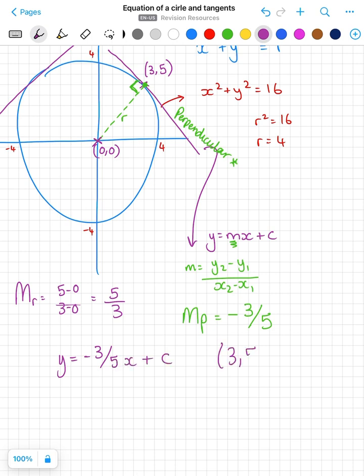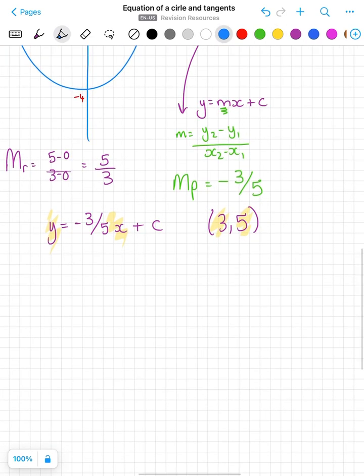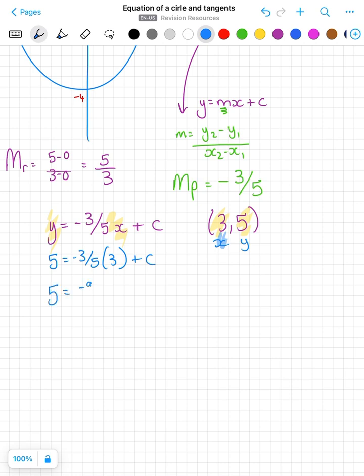Remember, this tangent passes through the coordinates 3, 5. So we have 2 known values. We know a value of x and we know a value of y. So what we can do now is substitute. When y is 5, x is 3. So 5 equals minus 3 over 5 times 3 is minus 9 over 5.